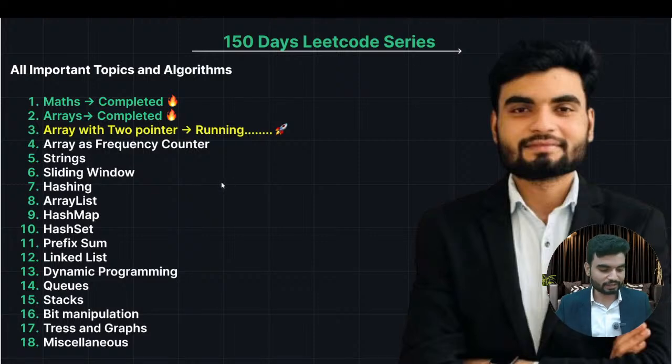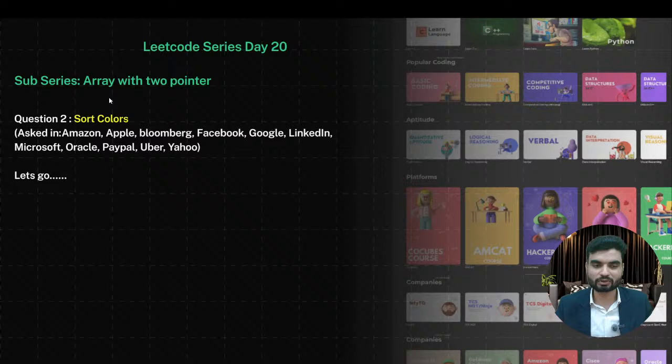Cool here. So now what I want to show you, I want to show this problem statement. Today what we are going to solve. The problem name is sort colors. One LeetCode problem again. And this problem statement has been asked in Amazon, Apple, Bloomberg, Facebook, Google, LinkedIn, Microsoft, Oracle, PayPal, Uber, Yahoo, and in many more companies also.